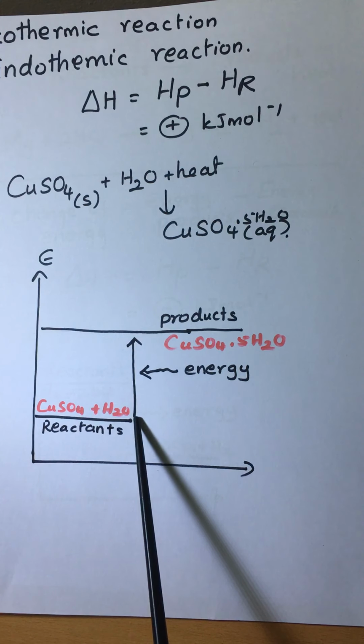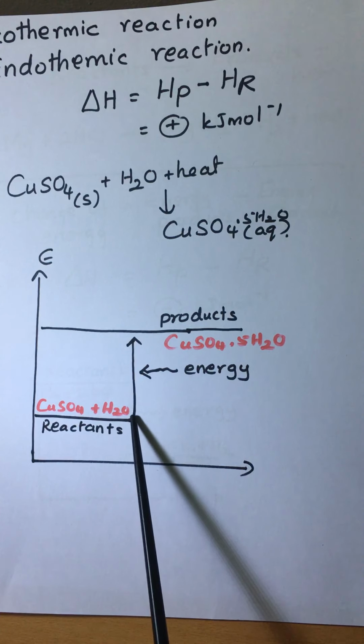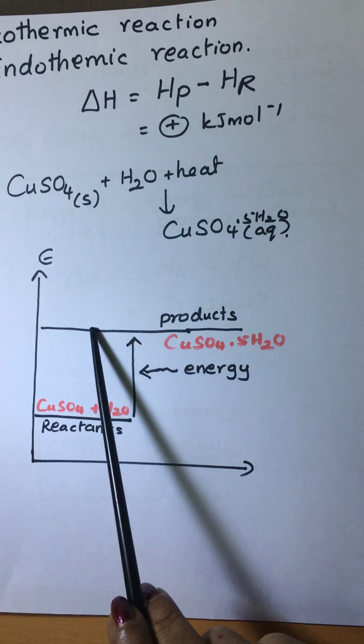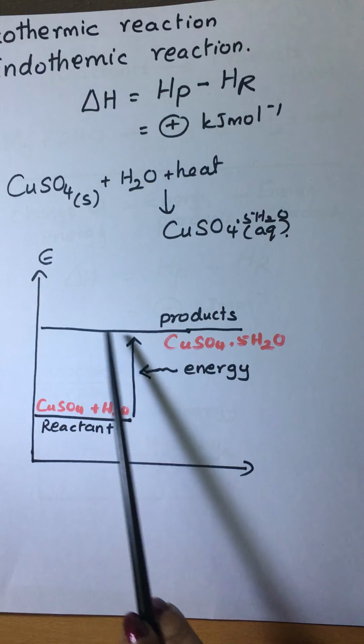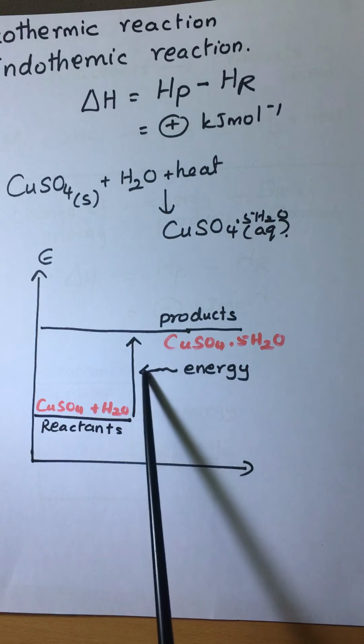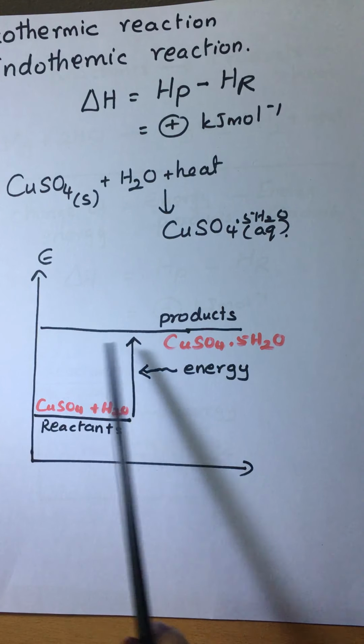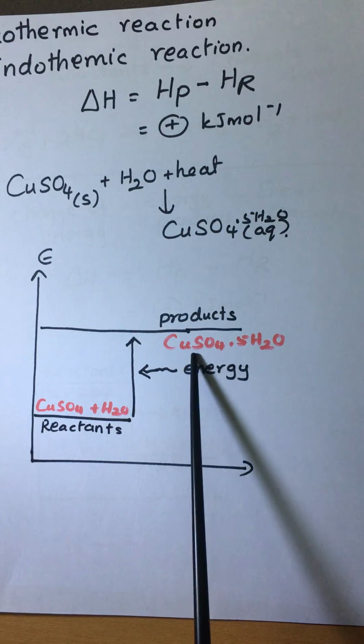After that, the energy is absorbed into the system. When the energy is absorbed into the system, the energy increases. So that is the energy of the products: the heat is absorbed from the environment, therefore this energy increases. So the energy of the products is high.